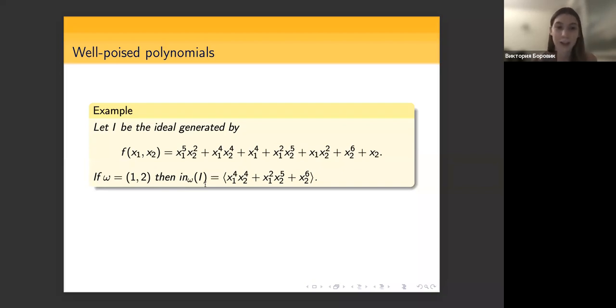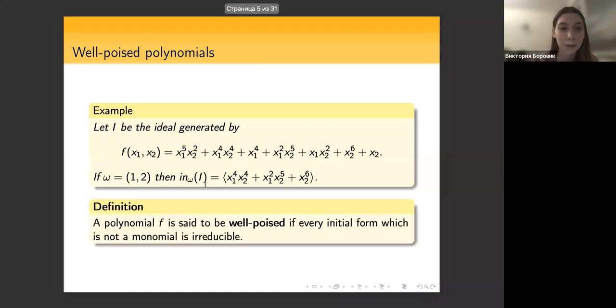Okay, stop me if something is unclear. Yeah, I will go further then.